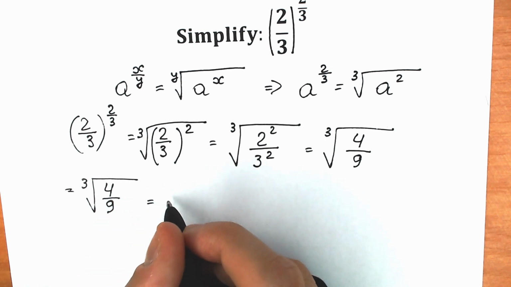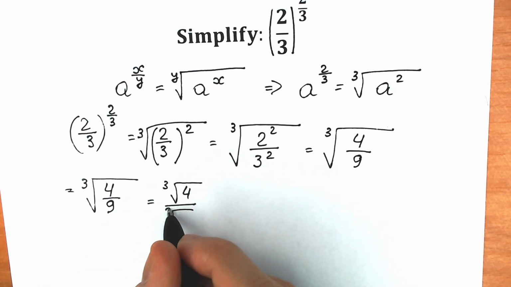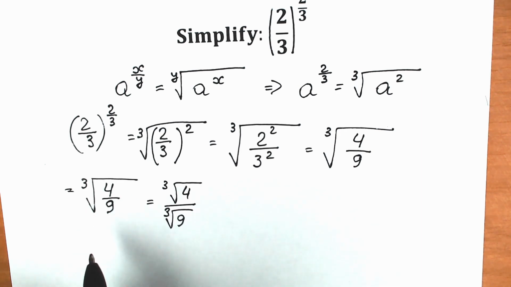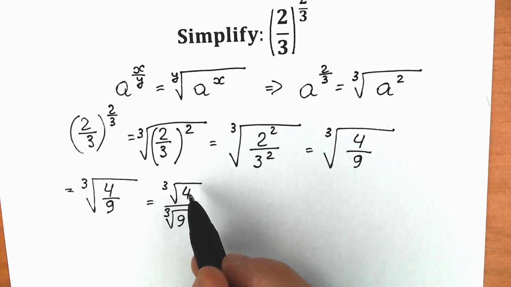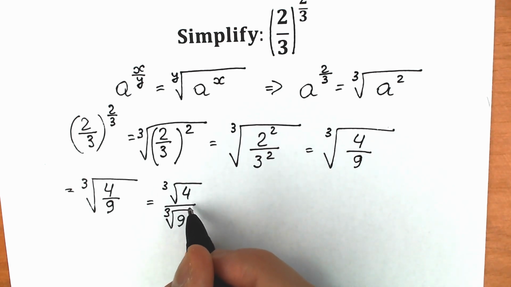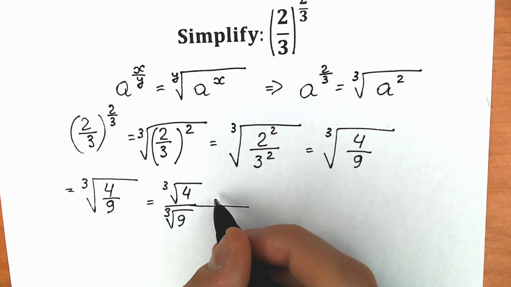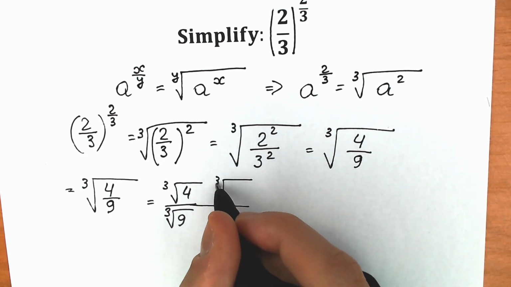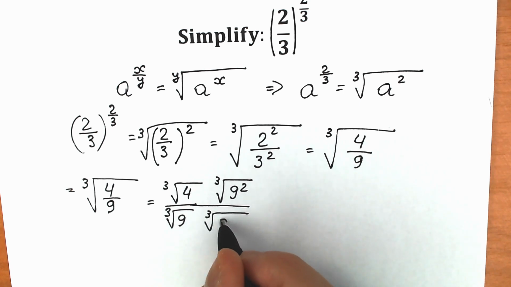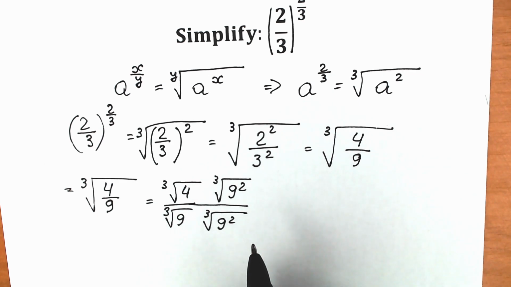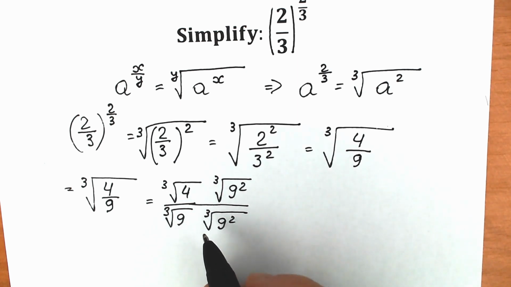First of all, we can easily split it as cube root of 4 over cube root of 9. Okay, we can easily write it like that, because we have this property in terms of roots. And right now a lot of students forget about it, but we can easily multiply this numerator and denominator. Let's multiply the numerator by cube root of 9 square, and we need to multiply our denominator by cube root of 9 square.